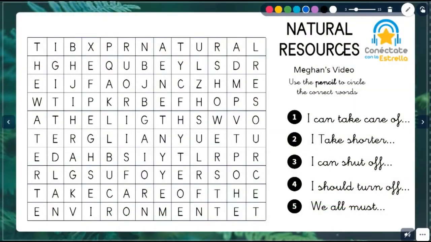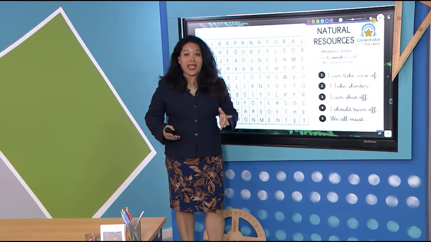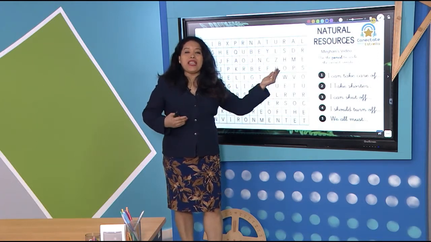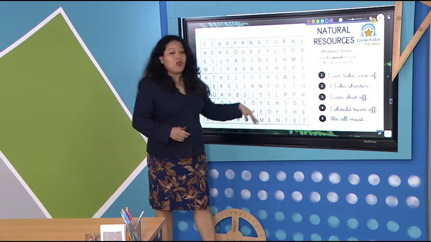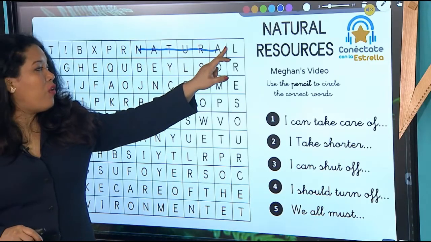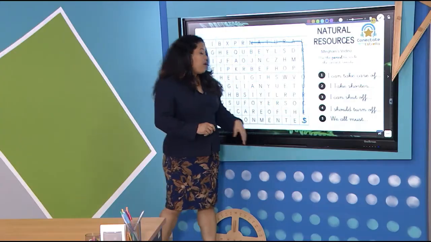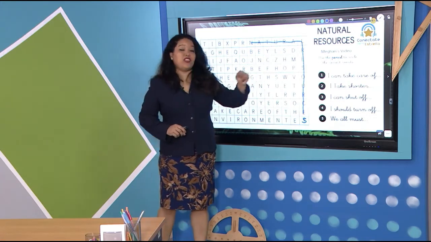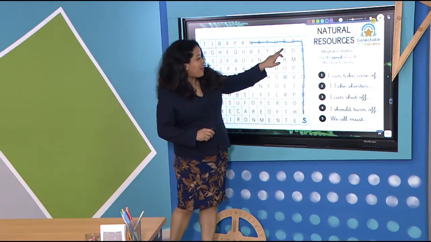Thank you, Megan, for the information that you have shared. So guys, let's see if you paid attention to Megan and you can complete these statements by searching the words in this word search. Number one, I can take care of natural resources. Resources. Ramon, number two. I take shorter showers. Good. It's here, right?